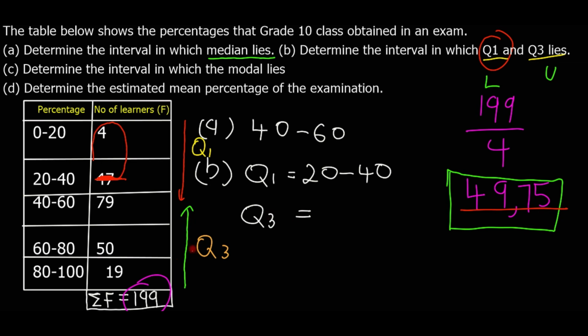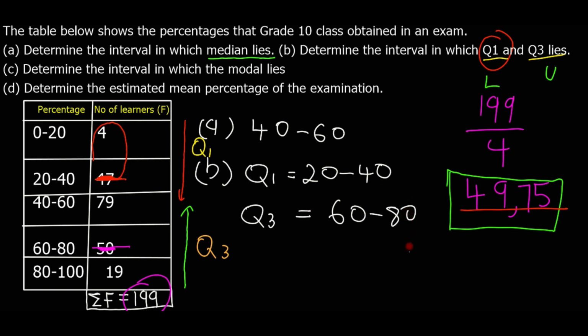So we do the same thing but we move from down going up. So we want to find 49.75. So here you can see that you have 19, and to reach 49.75 obviously you will reach it here because 19 plus 50 gives 69. So obviously 49.75 we will reach here. So for Q3 this is 60 to 80. So this is our answer for part B.